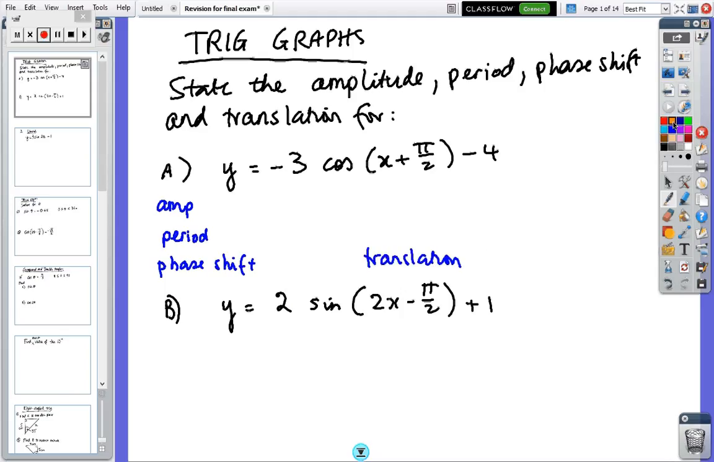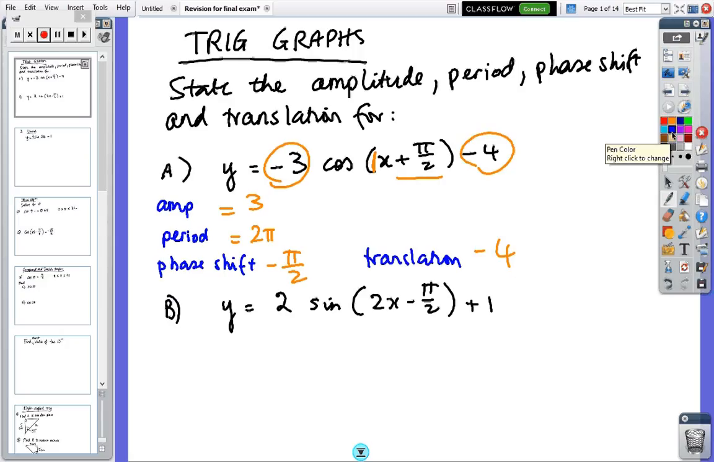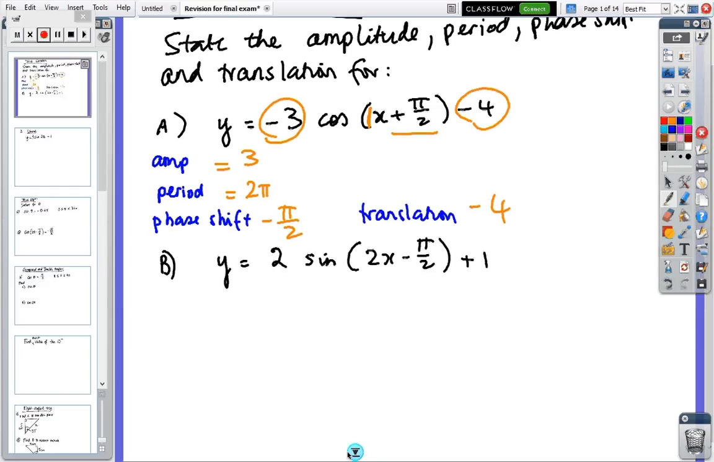Okay, so the amplitude is just 3, don't worry about the minus sign. The period, the coefficient is 1, so the period is just 2 pi. The phase shift is minus pi on 2, take the opposite, and the translation is minus 4. Okay, have a go at the next one. Amplitude, period, phase shift, and translation.